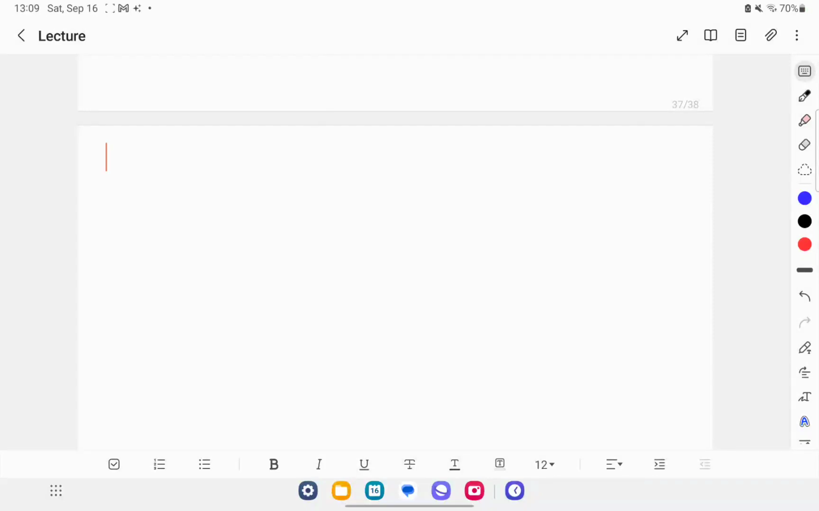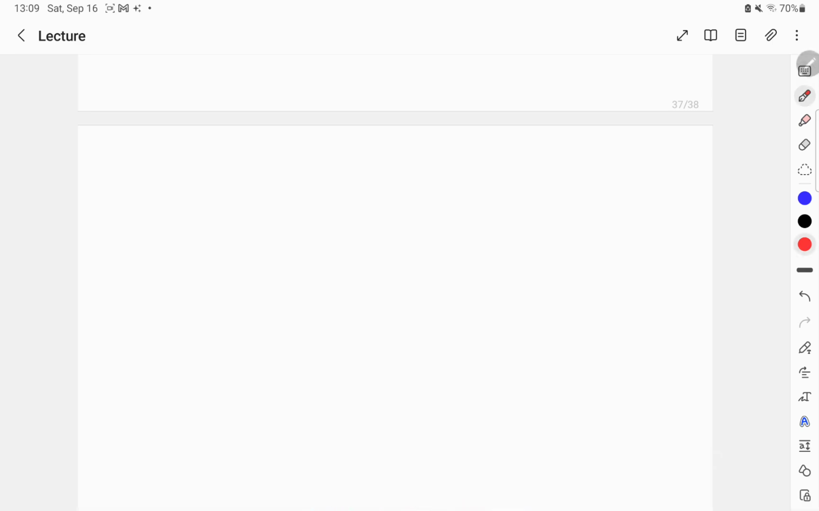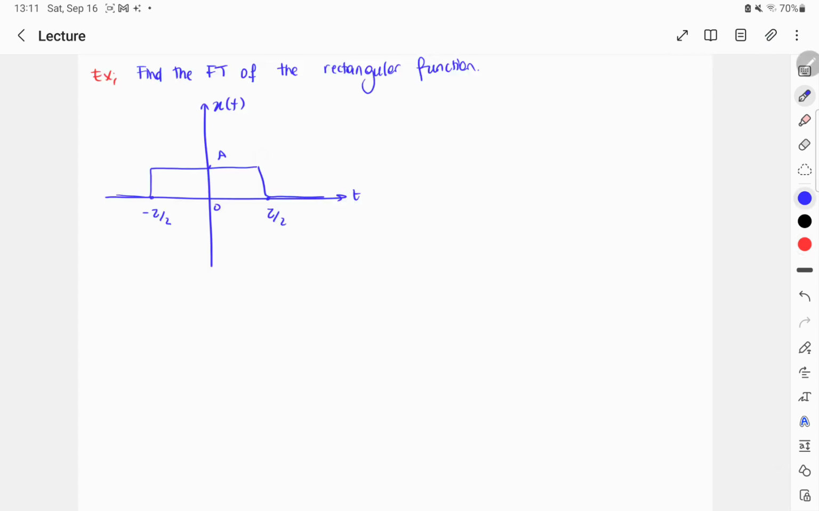Now let's continue with our lesson. We have another example for Fourier transform, which asks us the Fourier transform of a rectangular function. Let me write the question itself. Now, this is our question. How are we going to find the Fourier transform of this rectangular function which is shown in the graph?